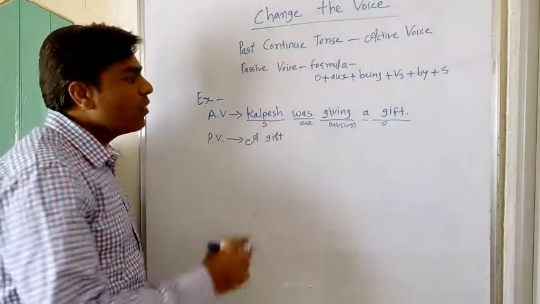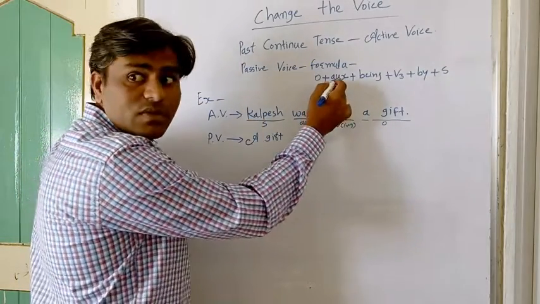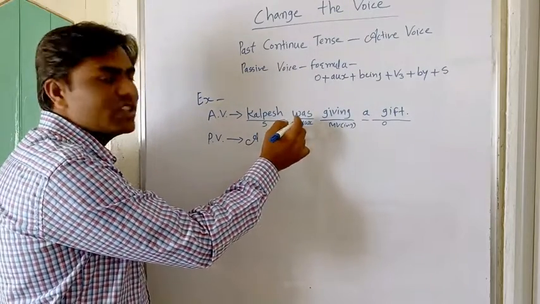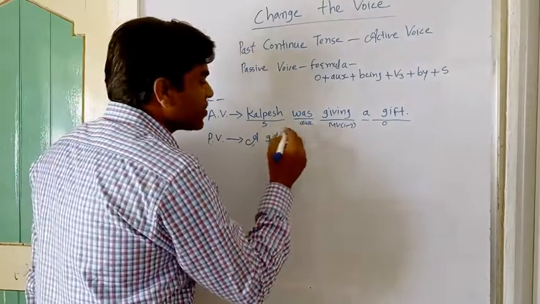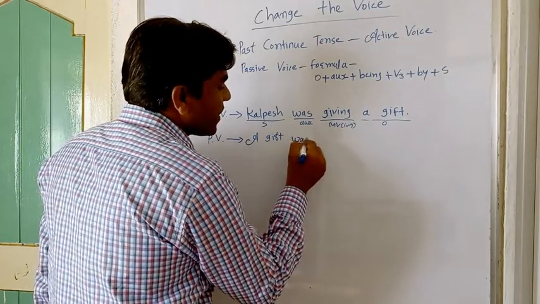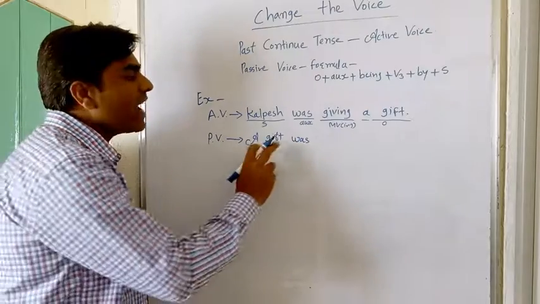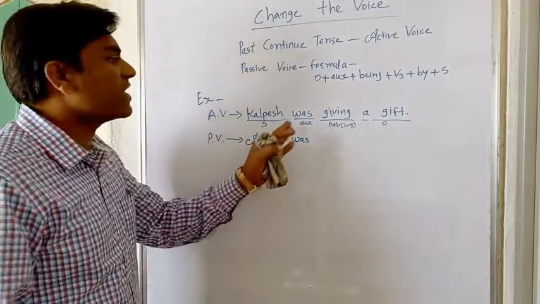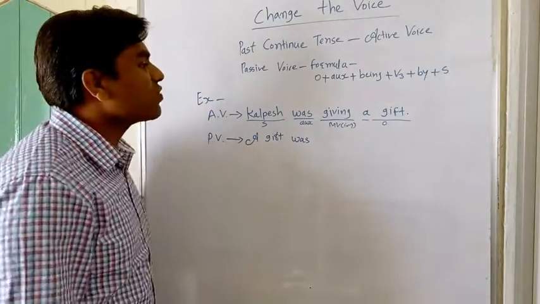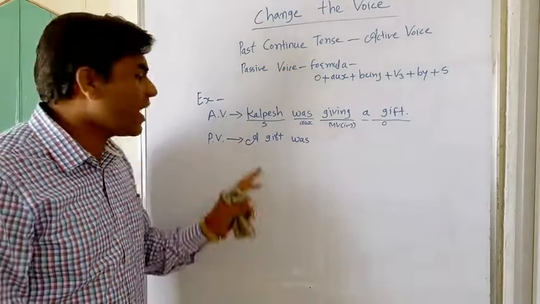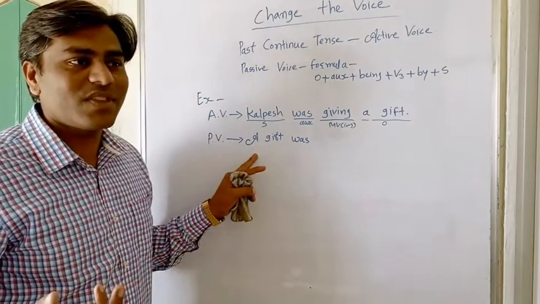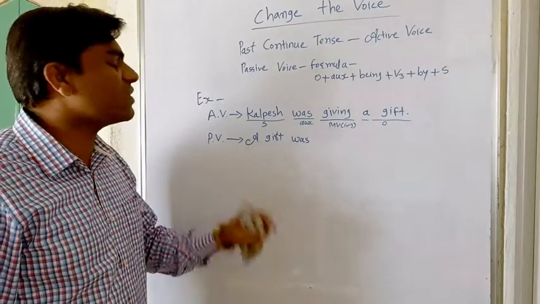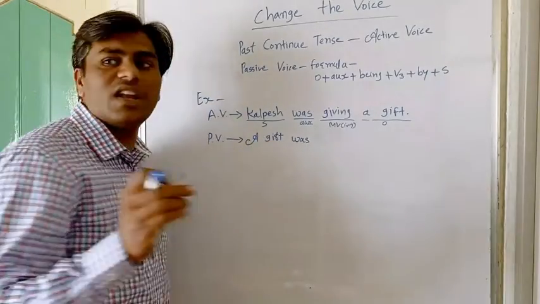A gift. Now the auxiliary verb: here in the active voice sentence is the auxiliary verb. So this past auxiliary verb we have to write as it is here. Was, a gift was. Why was? Because a gift is singular. If the active voice were like this, Kalpesh was giving gifts, then we can write here gifts were. So it is the singular form, and that's why we have to use the singular auxiliary verb.